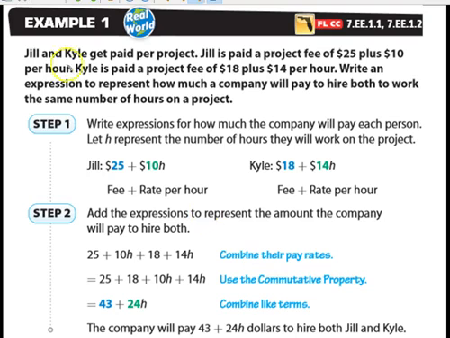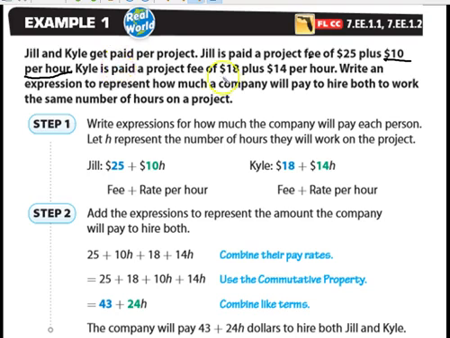So, Jill and Kyle get paid per project. Jill is paid a project fee of $25 plus $10 per hour. So when you see a phrase like per hour, that means it's that number times x. So it would be 10x, but they say h. I like x, but problems will give you different variables. I just use x all the time. So they say 10h. So this project fee is a one-time fee of $25. So it's 25 plus 10h, the fee plus the rate per hour.